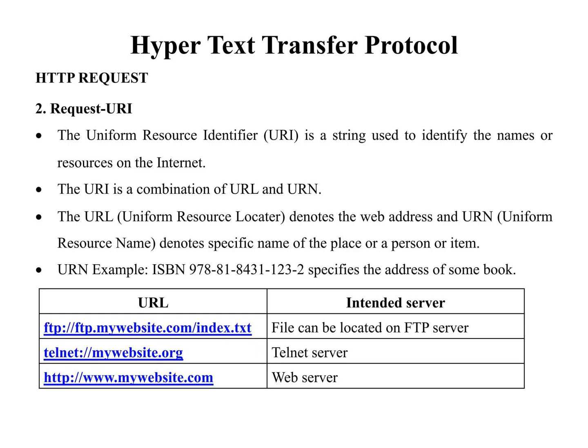An example of a URN is an ISBN, such as 978-81-8431-123-2, which specifies a particular book. For example, URLs and intended servers: telnet with a website organization means a telnet server. HTTP with www.mywebsite.com means it's a web server. Then FTP with mywebsite.com means the file can be located on a file transfer protocol server.